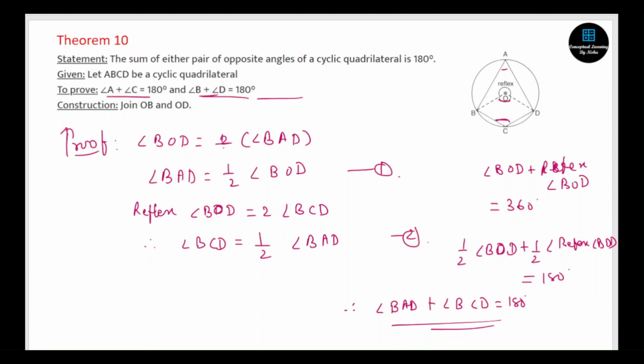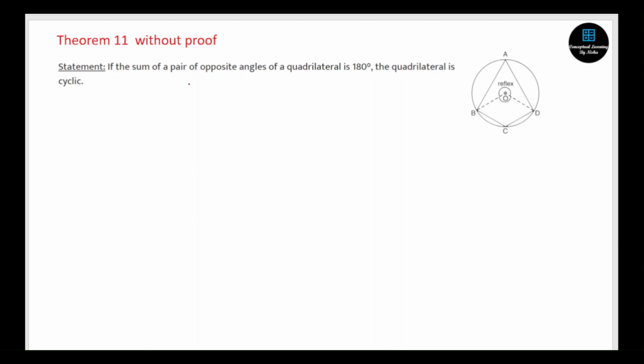Now the next theorem, again without proof, is the converse of that. If the opposite angles sum up to 180, then this is a cyclic quadrilateral. It is obvious, right? So here we learned all the theorems for this chapter, circles.